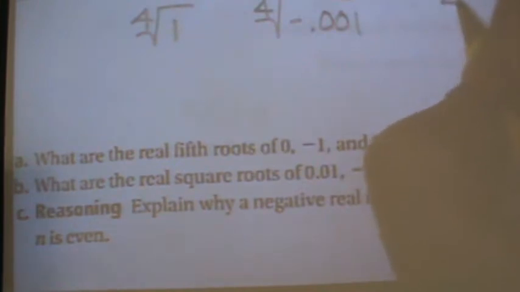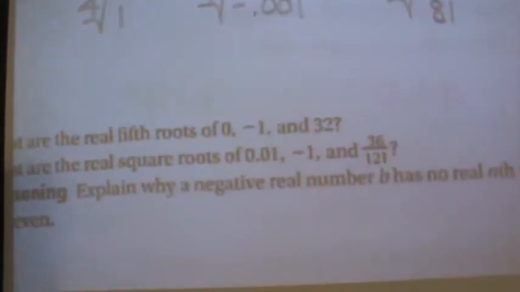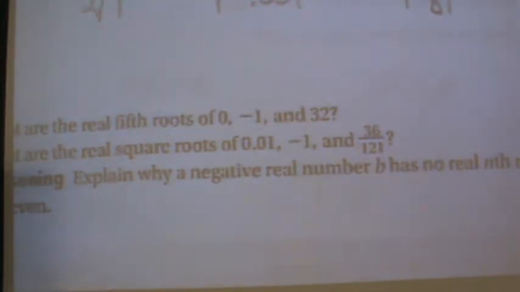Okay? Next, what are the real 4th roots? So I want the 4th root of 1, the 4th root of negative 0.001, and the 4th root of 1681. One of these you can't do. Which one can't you do? One of them can't be done, and I want to know why.